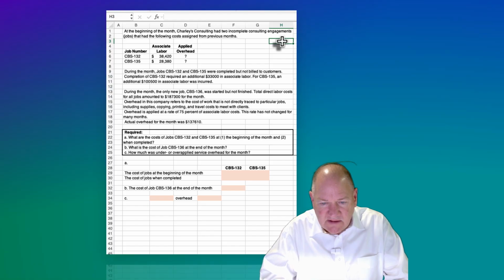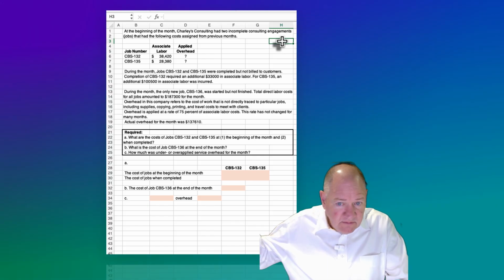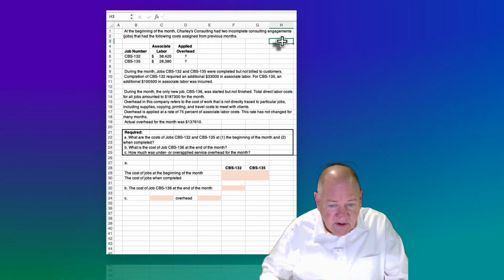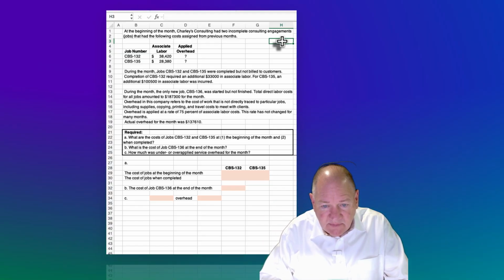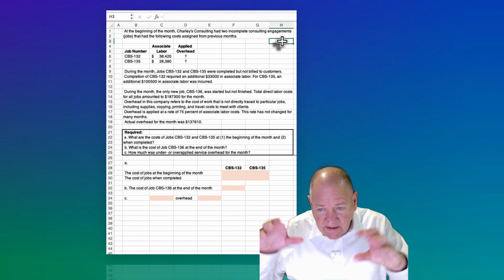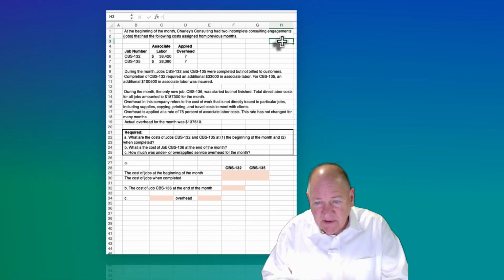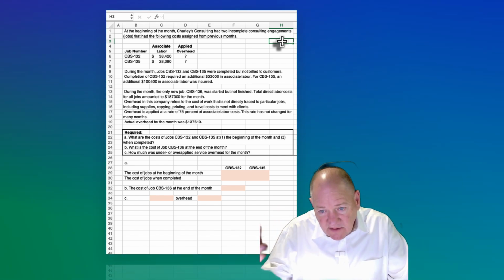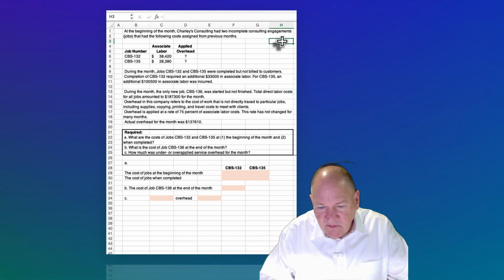Now, from an accounting standpoint, that gives us a challenge because we're going to allocate costs to jobs as those jobs are being performed and completed. And we're also actually spending money on these overhead items, the items listed above, supplies, copying, printing, etc. So we're going to end up with an over or an under application. And then we have an accounting challenge as to what do we do with that difference.